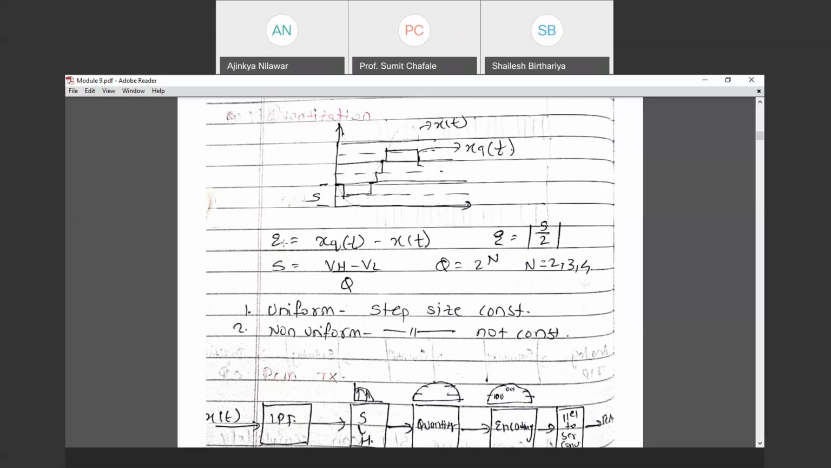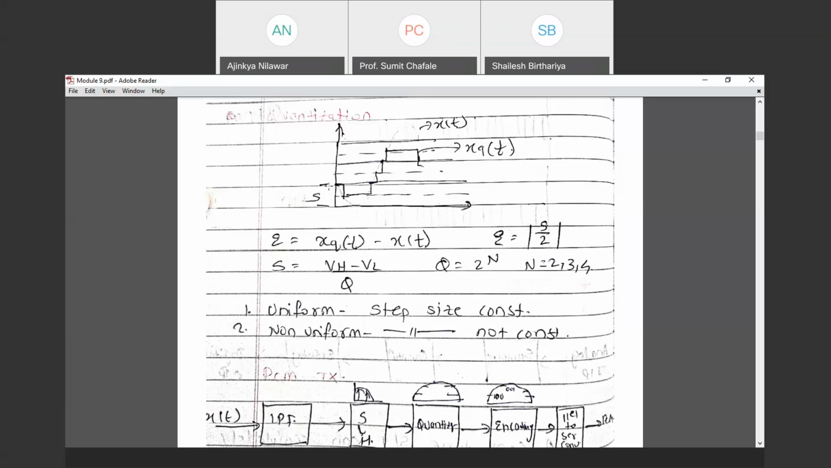So the error in the case of quantization is given by the quantized signal, that is xq of t, which is the staircase signal, minus x of t. x of t is my original signal. And this error is given by mod of s by 2, that means step size divided by 2 is my error. So error can be defined inside the quantization as the quantized signal minus the original signal. Step size is higher voltage minus lower voltage divided by q, which is 2 raised to n.